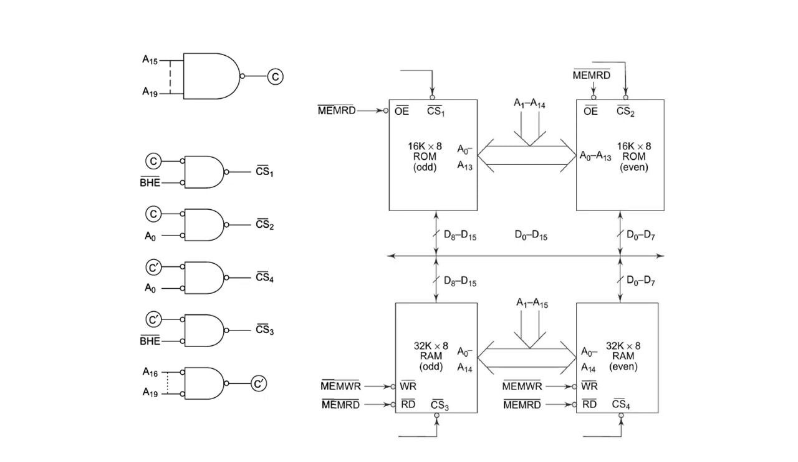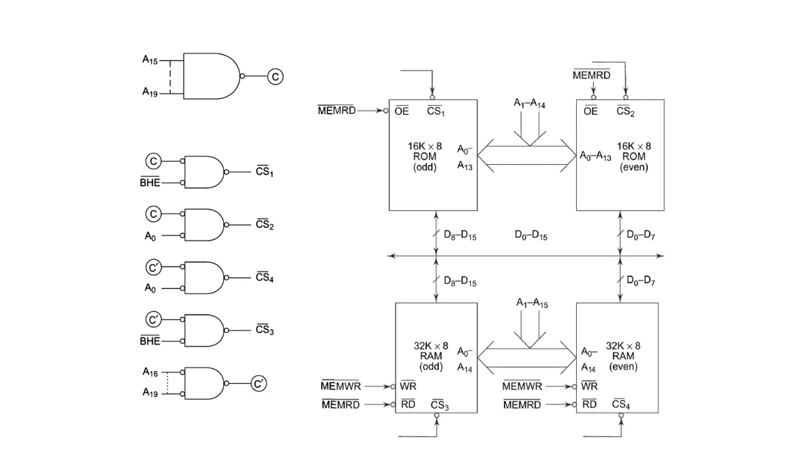Similarly, when C and A0 have a value of 0, then the CS2, or chip select 2, is selected. Chip select 2 is for the even address bank of the ROM. Now, when BHE bar and A0 are both zeros, then chip select 1 and chip select 2 both will be selected for the ROM. So that means the even address bank as well as the odd address bank of the ROM will be selected.